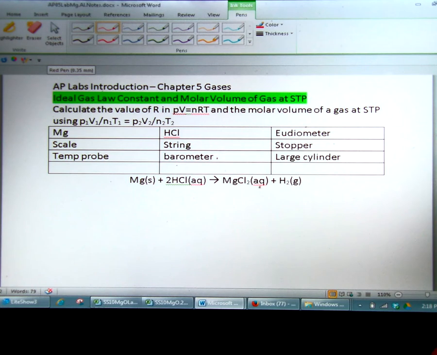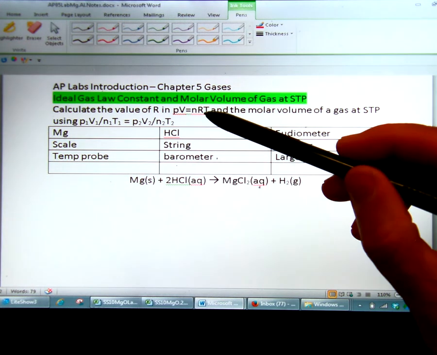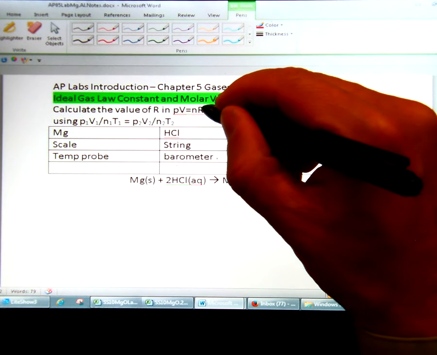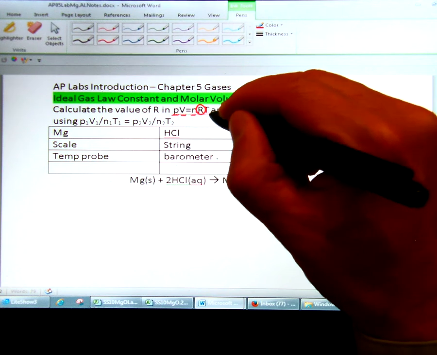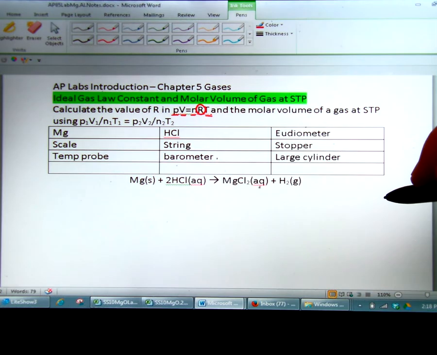Tomorrow you're going to be doing a lab where you'll be finding the molar volume of a gas as well as trying to find the value of R, which is the ideal gas law constant. In order to know R, of course, you would need to know P, V, n, and T all at the same time of a gas.